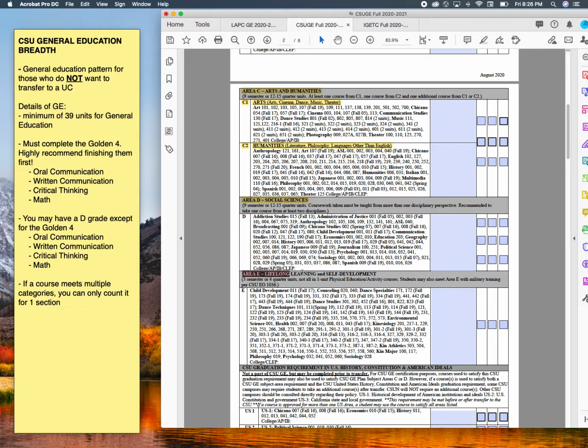Area E is lifelong learning, and this is where you have to have 3 semester units, okay? And it could be anything in here. However, it can't be all 1 unit PE classes. So 3 PE classes, you cannot do that. It has to be more than just PE classes.